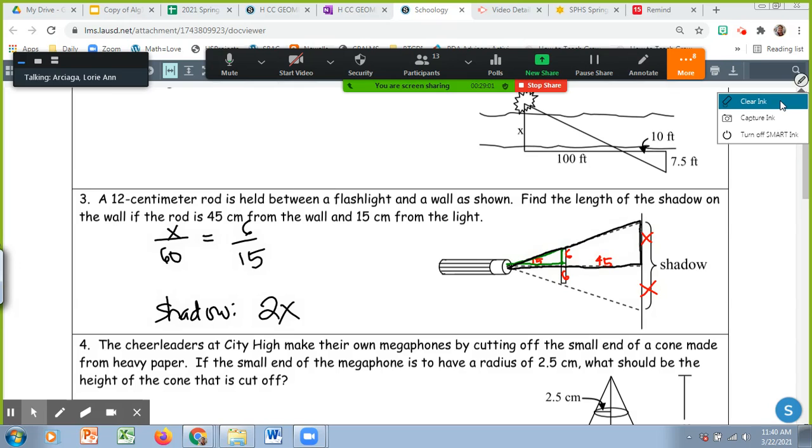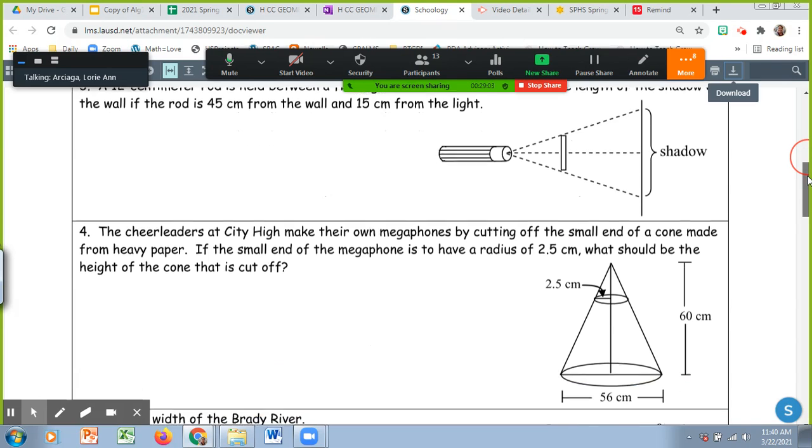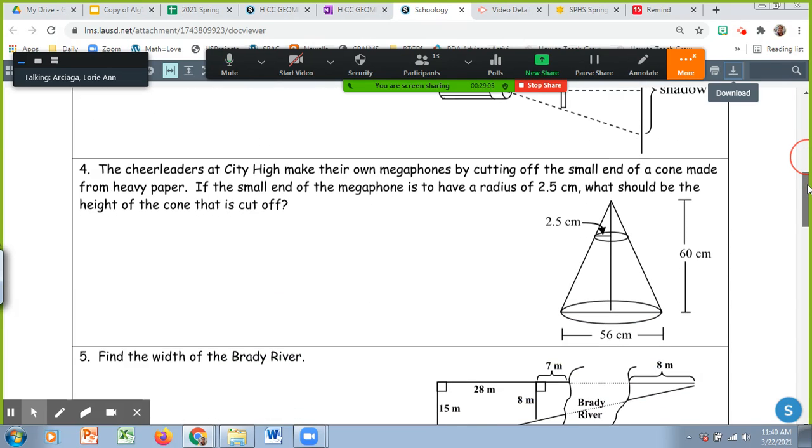Okay, so let me clear this ink and move on. So think about that. The cheerleaders. Oh my God, cheerleading season is here. I think they started training at school, right? That's good. I think my daughter participated in the cheerleading program for toddlers also last time.